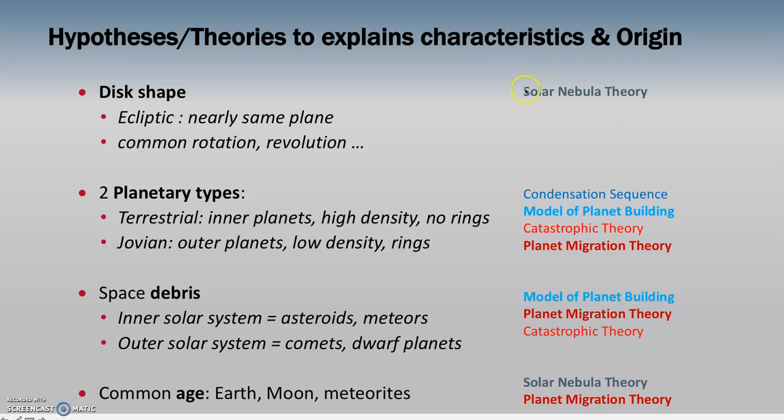It tends to explain the disk shape of our solar system. It also tends to explain the common age, right at about 4.5 billion years, of our solar system. So we're going to go into that first. We have a lot of theories in regard to planetary types and terrestrial versus Jovian planets. We have some theories on space debris and asteroids and meteors and comets and dwarf planets. And of course, we have another theory on common age. But let's get to the solar nebula theory first.